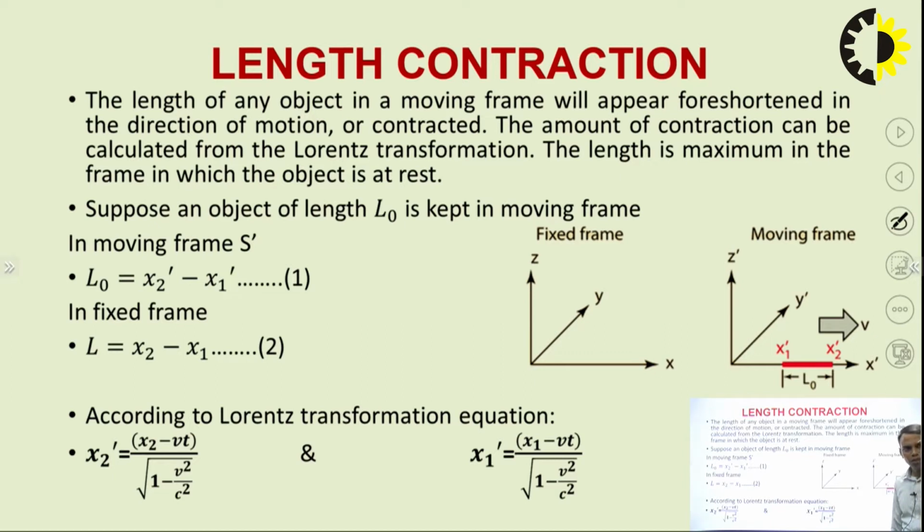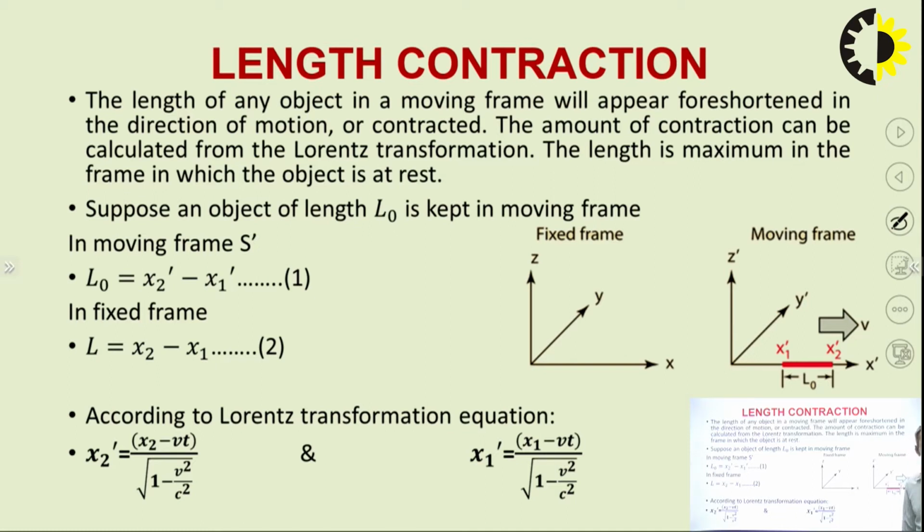So, according to the general concept, L0 is equal to x2 prime minus x1 prime, which will be the proper length or normal length, represented by equation 1. And length L, which is equal to x2 minus x1, is known as non-proper length, or length measured by the fixed frame.